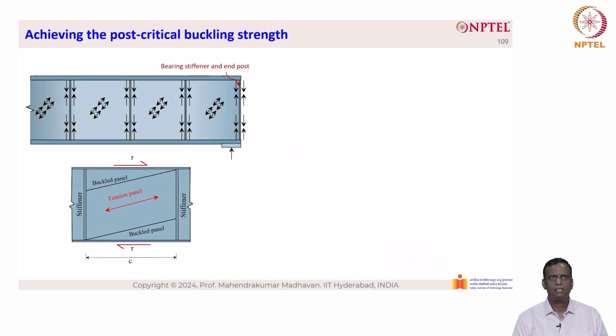Now you can see that pictorially it has been represented by this bearing stiffener and the end post, where you can see the tension band happening here, and here it is on the right hand side. The load is applied on the left hand side, and this is the girder. You can see the tension band here, and the shear is happening at the top as well as the bottom, and the tension panel is shown here with the red arrow marks. At the top as well as the bottom there is a buckled panel, which does not contribute to any load carrying capacity.